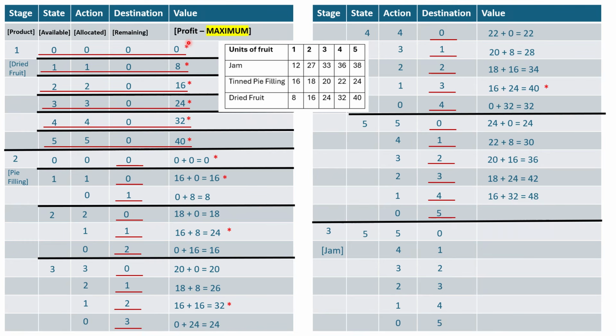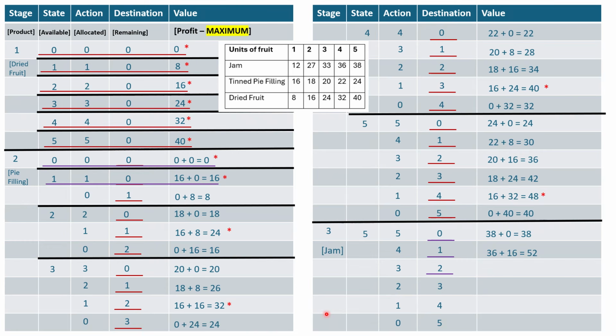So now we're moving into our last stage. So our last stage is at the very start. There was 5 to begin with. So either we allocate all 5 for jam, which is up here, and that is 38. And then we need to think about that 0. So that 0 goes back to stage 2. So it's this line here. So I have 5 allocated, which is 38 plus 0, which just gives me 38.